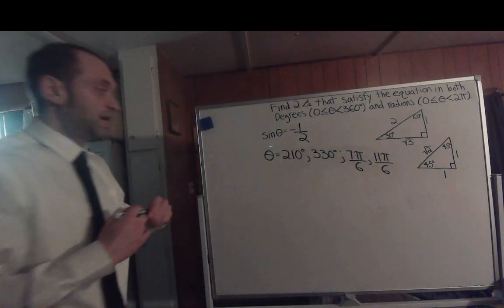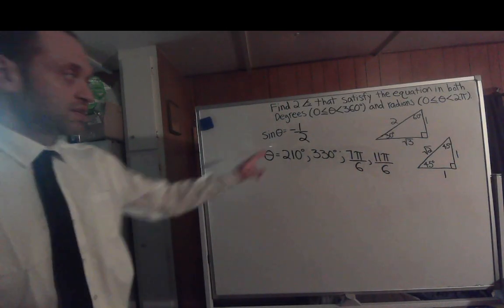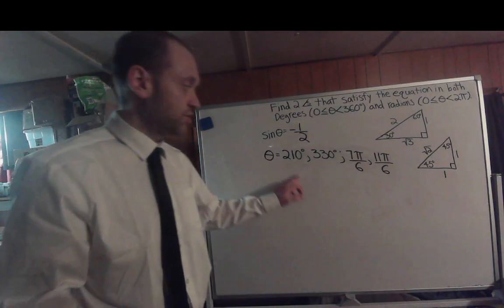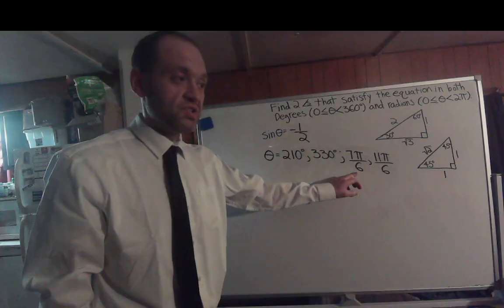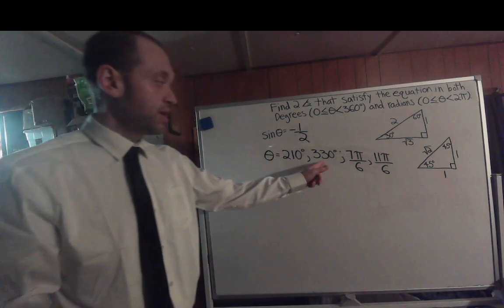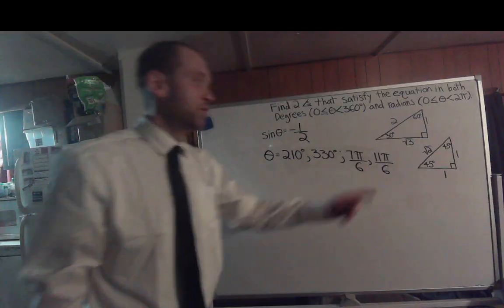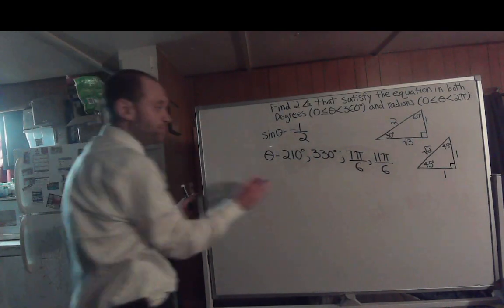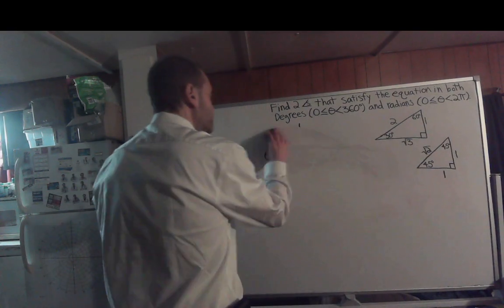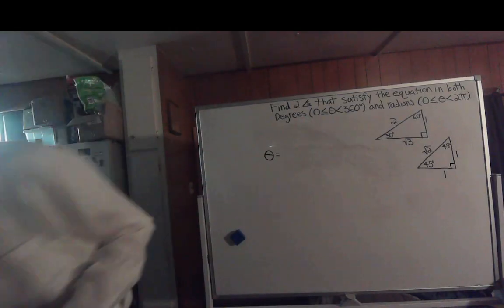So the two angles that would satisfy this equation would be 210 degrees and 7 pi over 6 radians, or 330 degrees and 11 pi over 6 radians. All right. Let's change this equation this time.